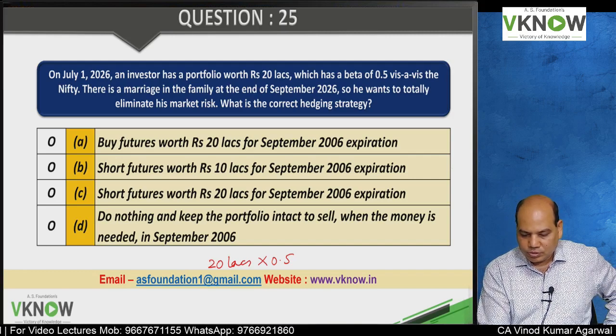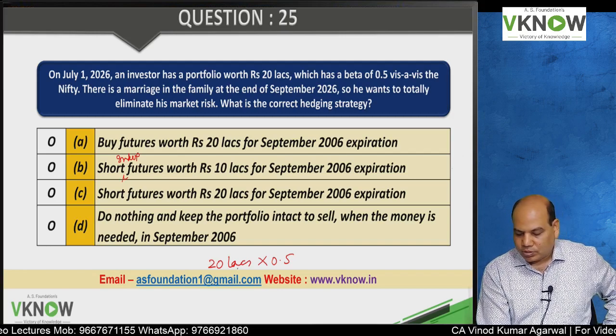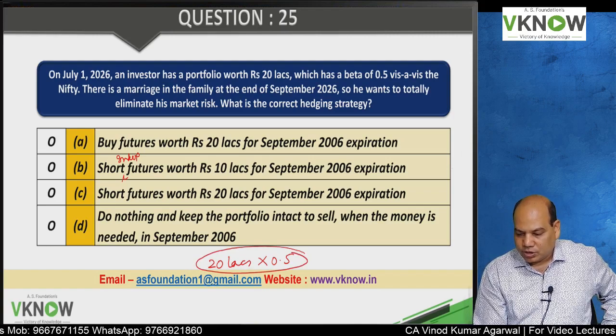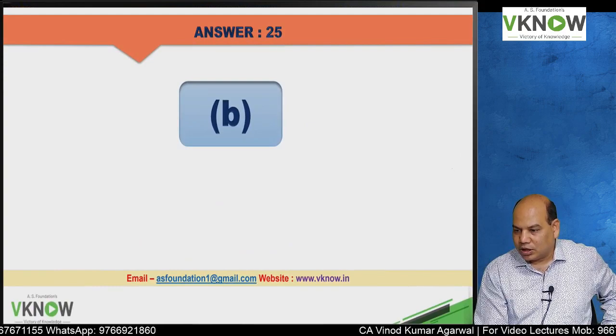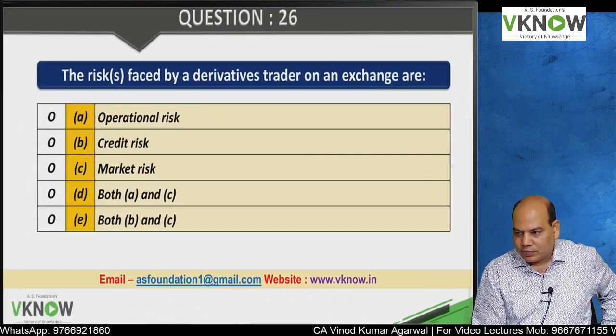Okay, so we can just change the question slightly. Short index future, because then only I need to multiply by 0.5. So the answer is B, 10 lakh. 20 lakh into 0.5.